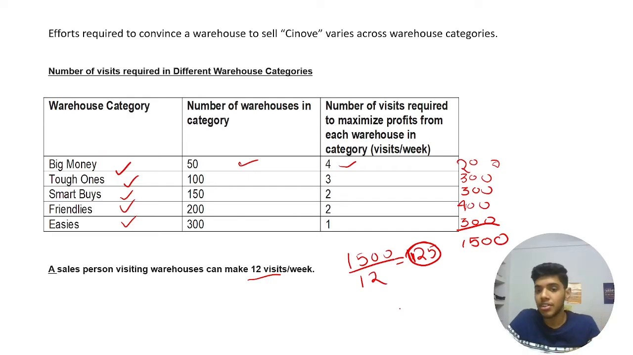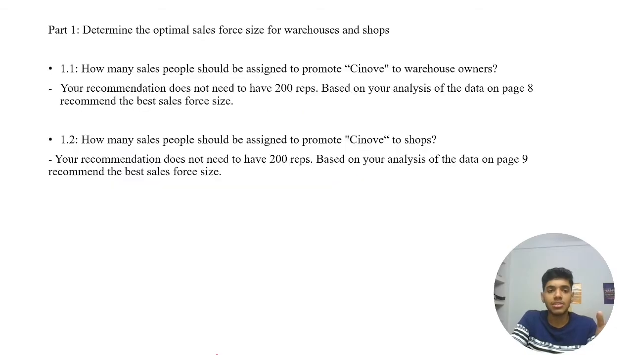But here we do not have any constraints. Normally, we are given that we can only spend up to 100 salespersons for various categories. So what do we do here? We have already discussed that big money gives us the highest profit. So we assign more of our salespersons to big money, then tough ones, then smart buys, then friendlies, and leave out some of the easies because they give us the least profit. So this is how we can get to the optimal solution that has been asked for in 1.1.